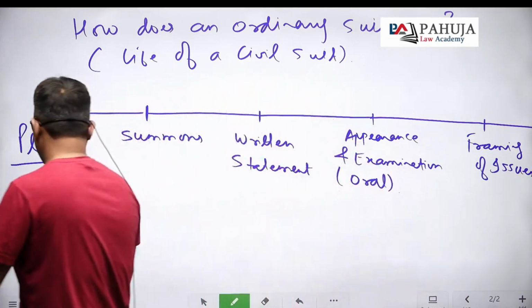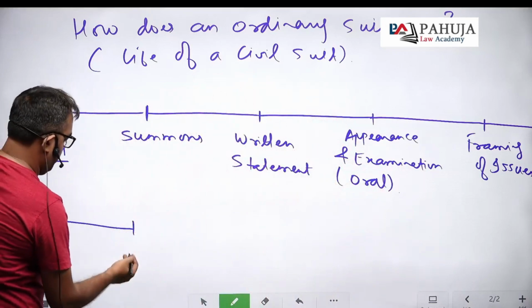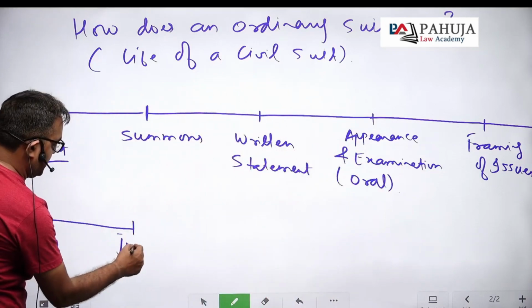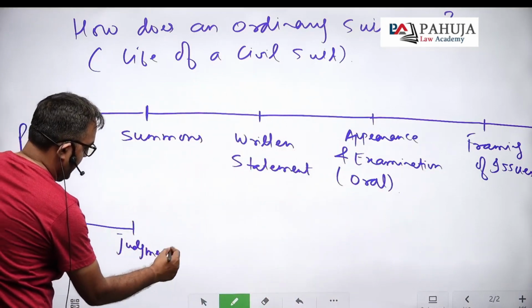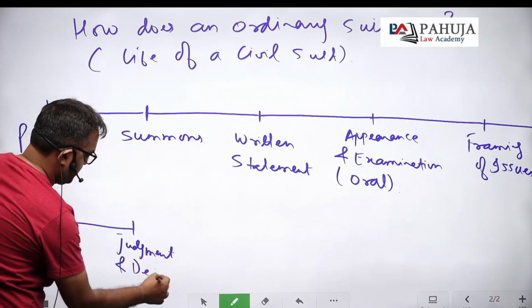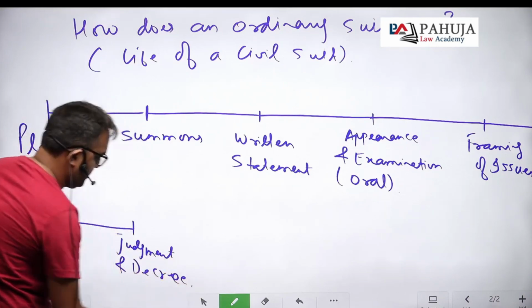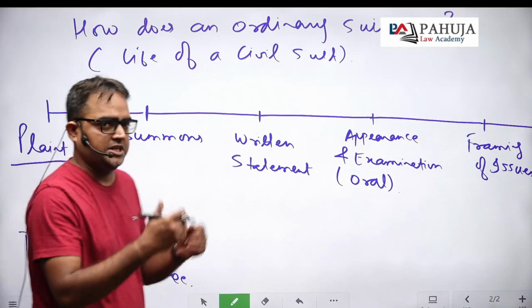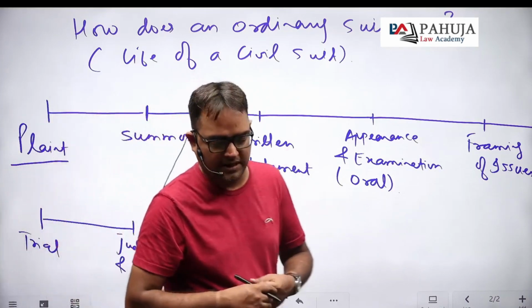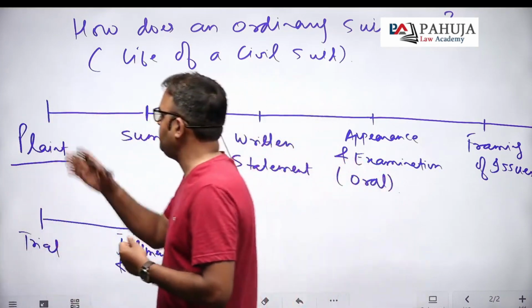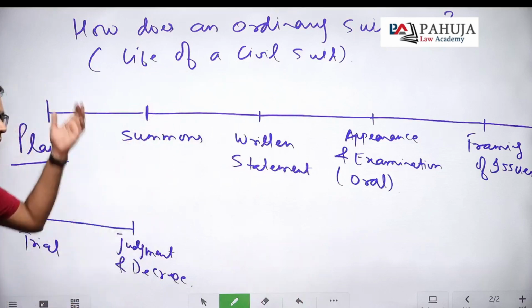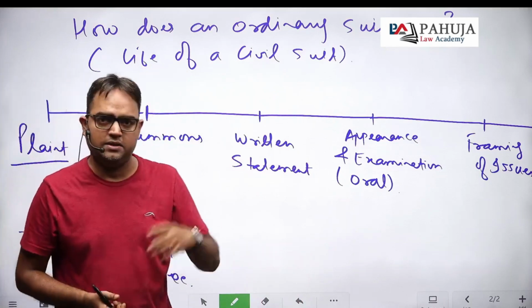And in the trial, at the end of the trial there will be a judgment and a decree passed, right? Judgment will be followed by the decree. पहले judgment pass होगी, then the decree will be coming in place. So this is basically the life of a civil suit, or how an ordinary suit runs. This is it, ठीक है?